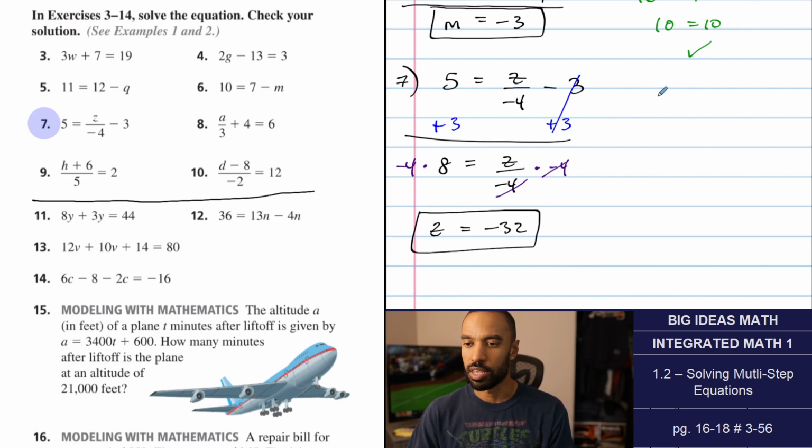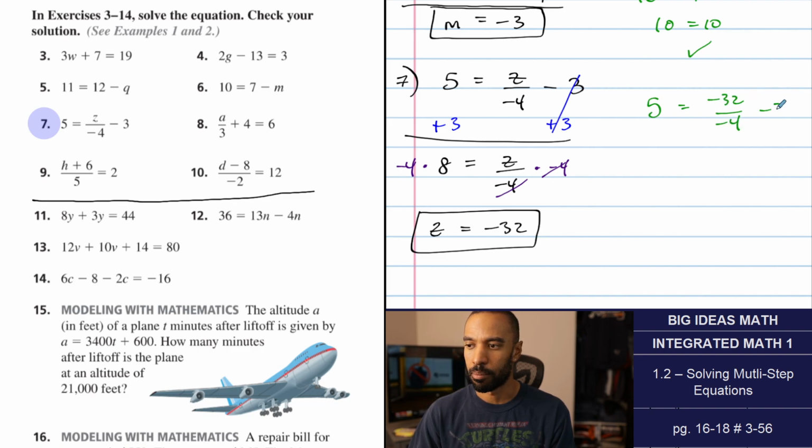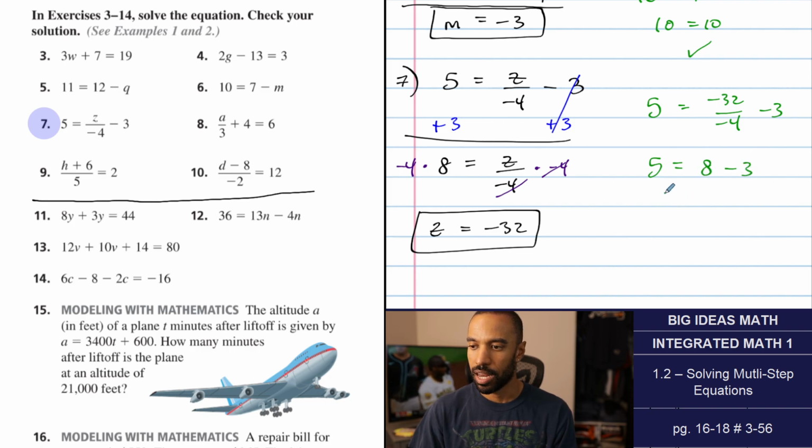Seems like a big number. Let's see if that works out. Does 5 equal negative 32 over negative 4 minus 3? Negative over negative is positive. 32 over 4 is 8. And 8 minus 3 is 5. So those check out.